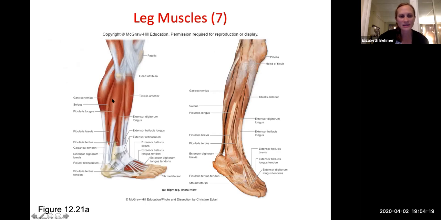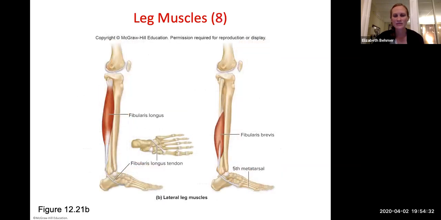So here are some fibularis longus. The fibularis longus muscle has a tendon that'll curl around the lateral malleolus of your fibula. There's your fibularis longus and brevis, again on the fibula side of the lower leg.